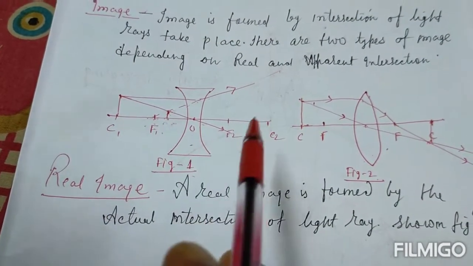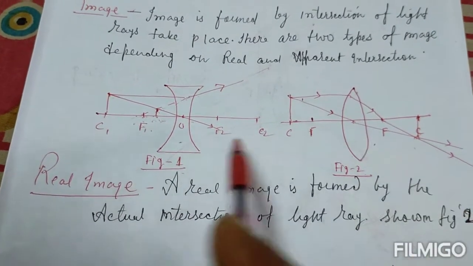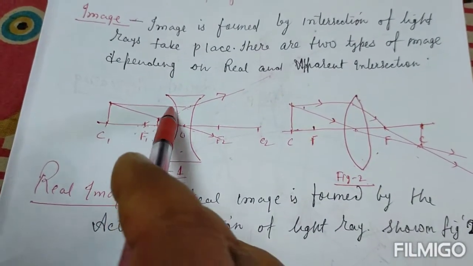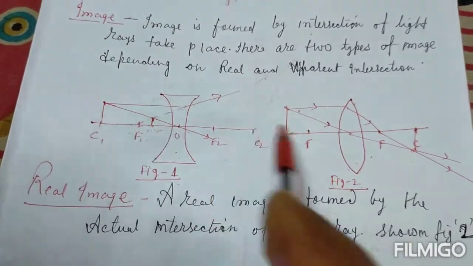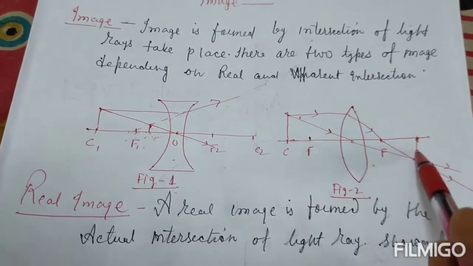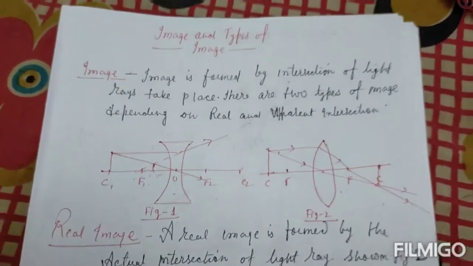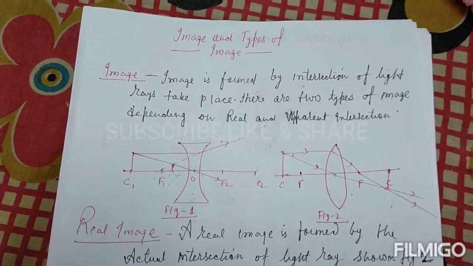Now erect and inverted image. This image is erect and this image is virtual. When the image is formed upward from the principal axis, the image will be called erect, and when the image is downward from the principal axis, the image will be called inverted. So this is the explanation of image and types of image.